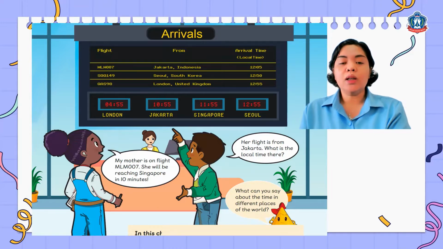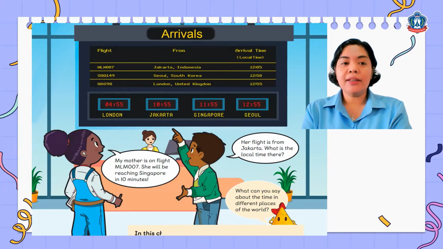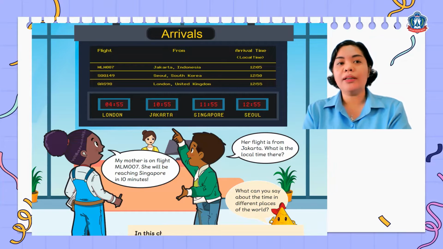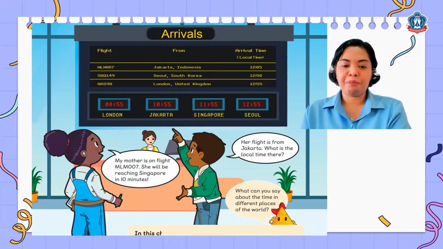That's correct. So what is the local time there? Okay. So what will be the local time in Jakarta? Can you find the answer? What can you say about the time in different places of the world? Yes, every place in the world has a different time because we have what we call time zones. And you will learn about time zones later.